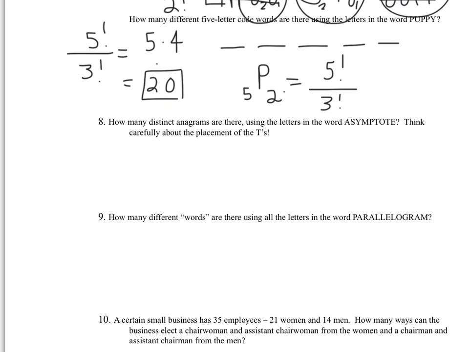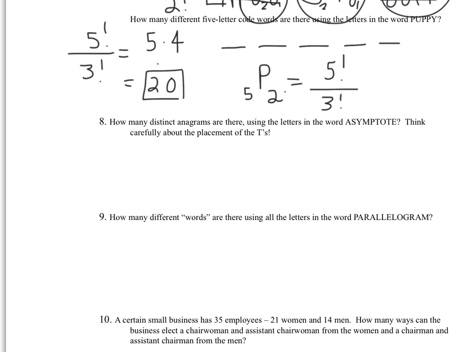Question 8, same sort of situation. So here we have the word asymptote, and asymptote itself has 9 letters, I believe, I hope. So I could have 9 factorial different arrangements, but for the fact that I have 2 T's. So I'm going to divide that by 2 factorial, because out of each of those choices, there are 2 factorial different ways for me to arrange those two T's.